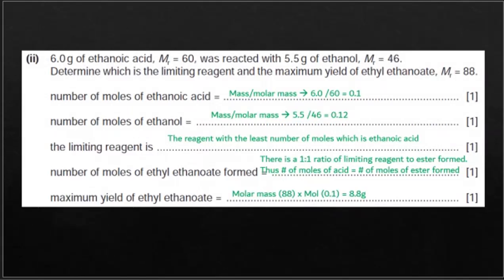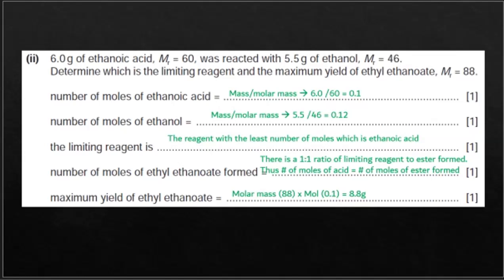All right, so in order for us to find out which is the limiting reagent, we need to find out which one has the least amount of moles. In order to find the number of moles, now I would not have done moles with you. The formula to find moles is mass divided by molar mass.